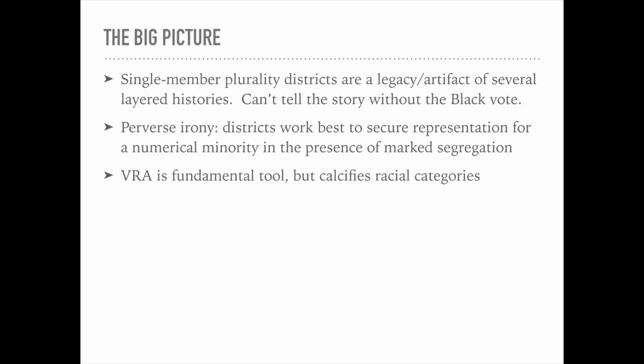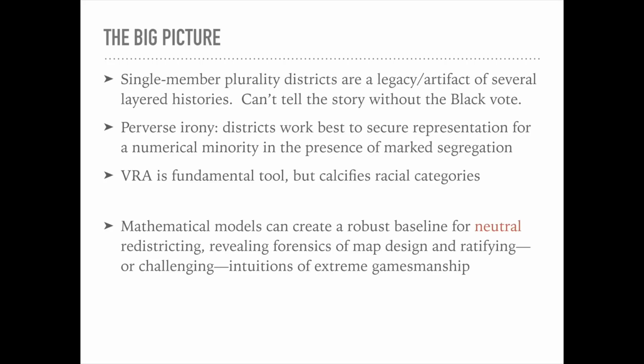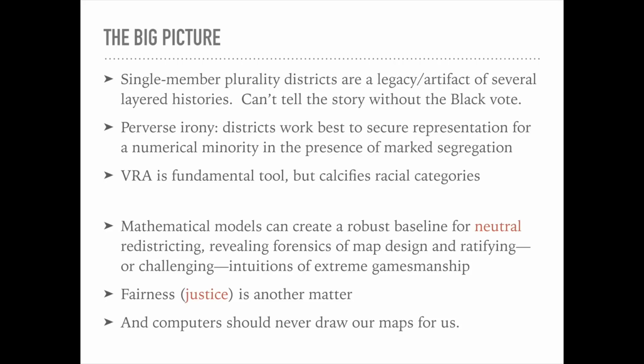The Voting Rights Act is a fundamental tool, the best that we have, but it calcifies racial categories. And then the math model, what does it do? It gives us a baseline for neutral redistricting. It reveals forensics of map design, and it lets us challenge our intuitions that something's been gamed. Fairness or justice is not equal to neutrality. That's another matter. And so computers should never draw our maps for us. They should be tools that rein in the most extreme abuses.